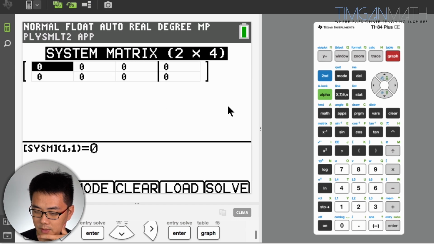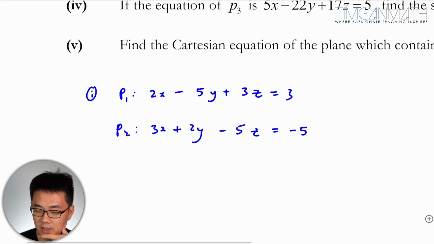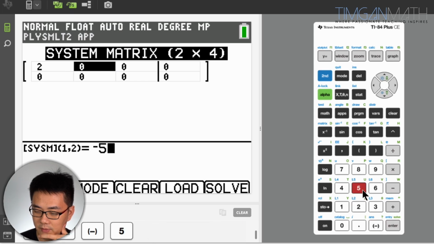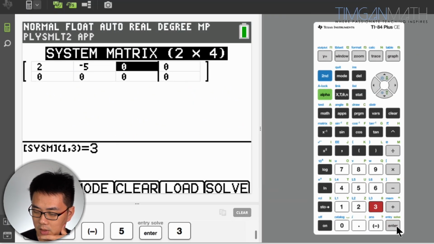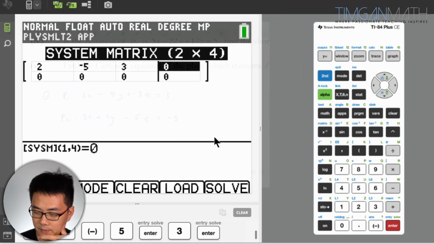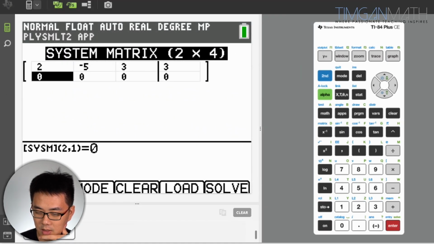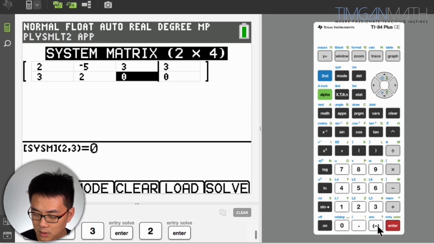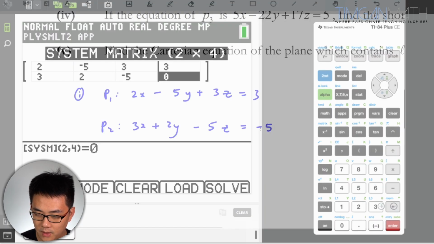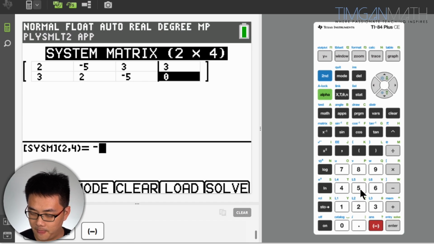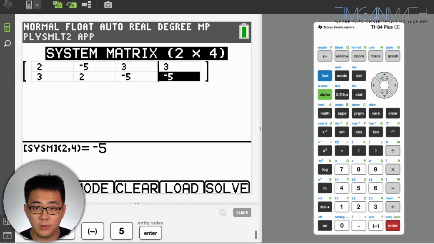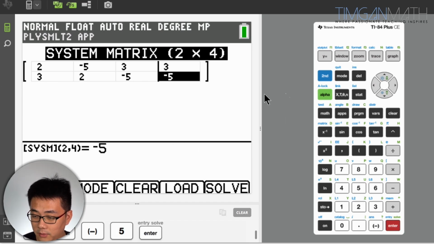Then I'm just going to key in 2, negative 5, 3, 3, then 3, 2, negative 5, negative 5. Okay, so that's what we do, and once you're done, we're just going to solve it.